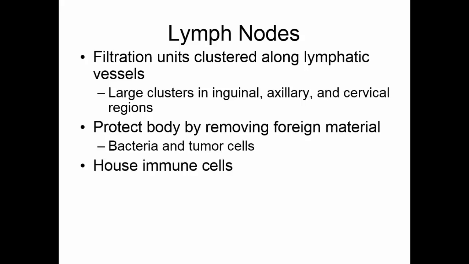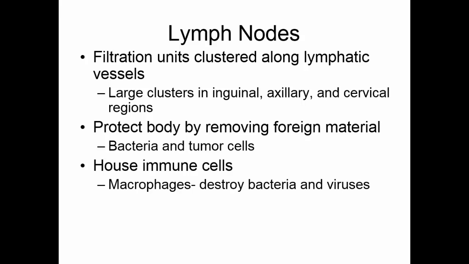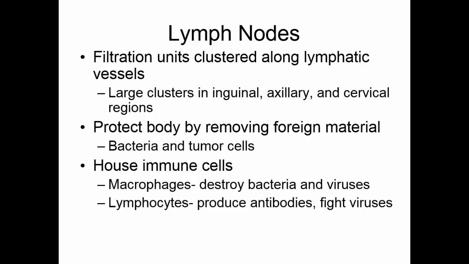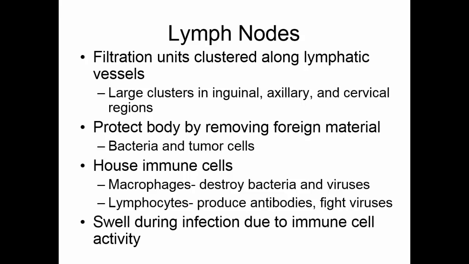The lymph nodes house your immune cells. These are the macrophages, which are phagocytic and can destroy bacteria and viruses, as well as the lymphocytes. When the lymphocytes encounter their particular antigen, they can produce antibodies and fight viruses. If the lymph nodes are involved in actively fighting off an infection, they will swell. This is because of the cellular activity.